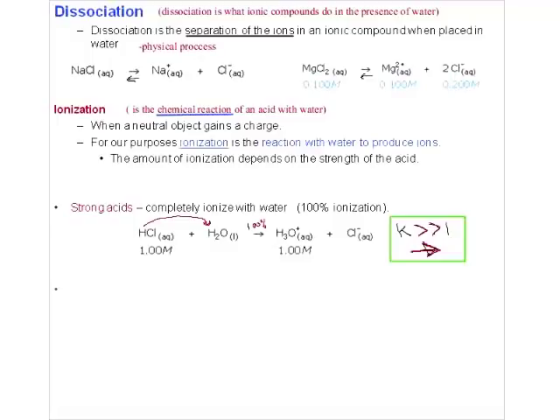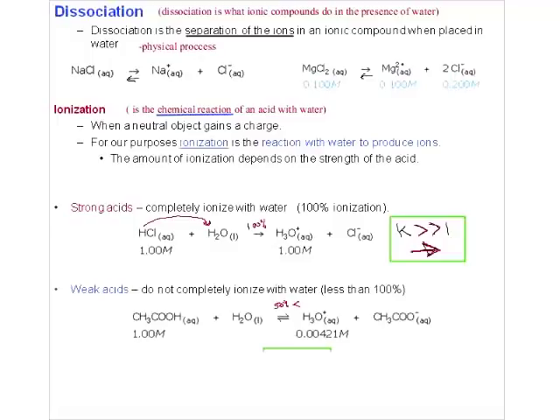A weak acid, by definition, is any other acid that does not completely ionize with water. When the reaction is finished, there's a little bit of acid left over. And depending on how weak it is, there could be a lot of acid left over. Maybe the acid is so weak that it really doesn't want to react very much at all. So anything that's less than 100% reacted or ionized is what we're going to classify as a weak acid. All right?